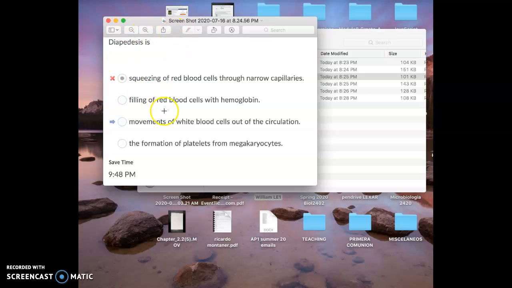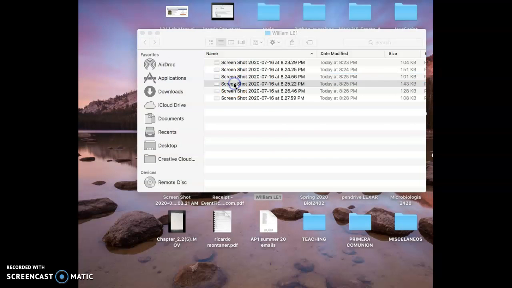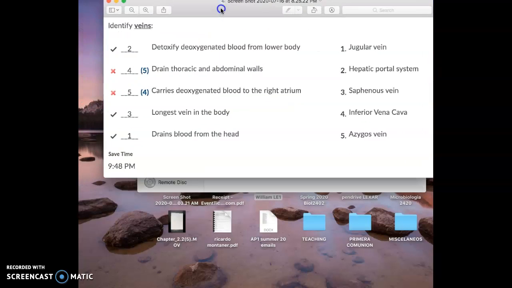It says here diapedesis is the movement of the white blood cells out of the circulation. The white blood cells are able to cross the blood vessel. That is the capacity when we have an infection, for example. The white blood cells go through the blood vessels and go to the site of infection. That is diapedesis.